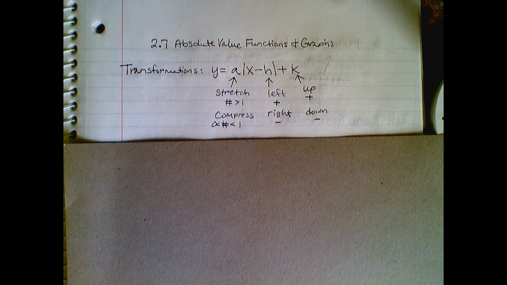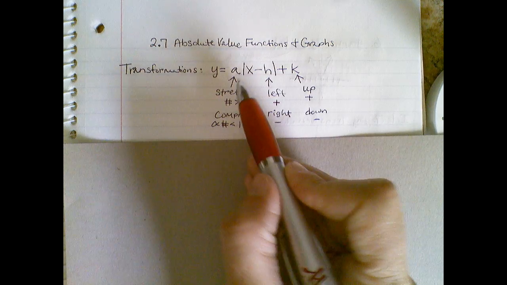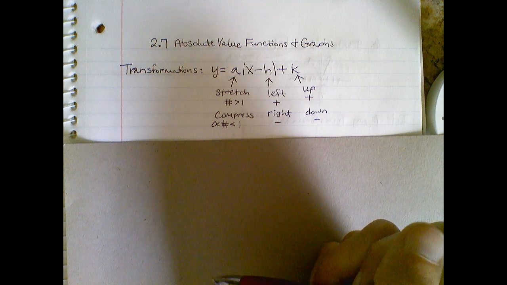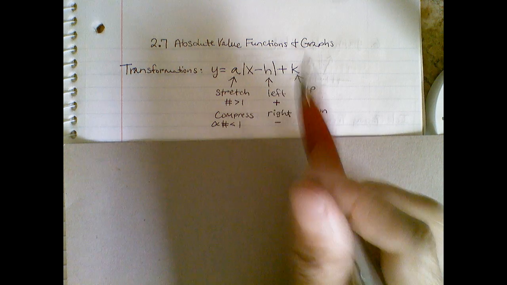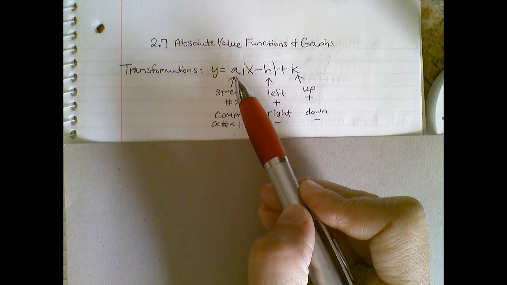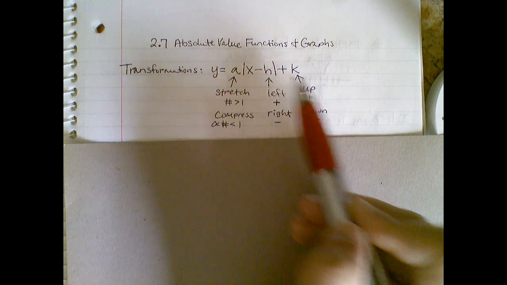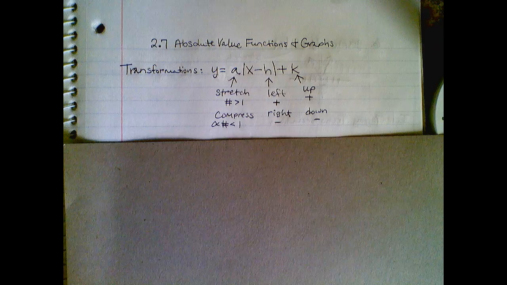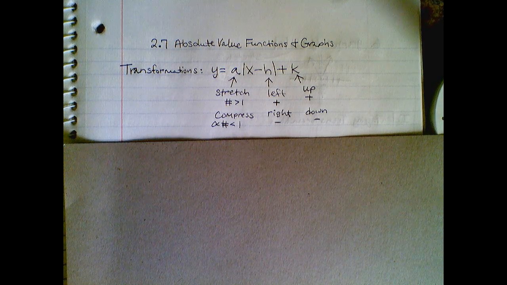2.7 section, which is absolute value functions and graphs, is going to be very, very similar to 2.6 using our transformations, but instead of having parentheses, you'll notice that I instead have absolute value bars. Everything else is going to be the exact same. So this A is in charge of stretching or compressing, this H moves it left and right, and this K moves it up and down. So please do write this again.